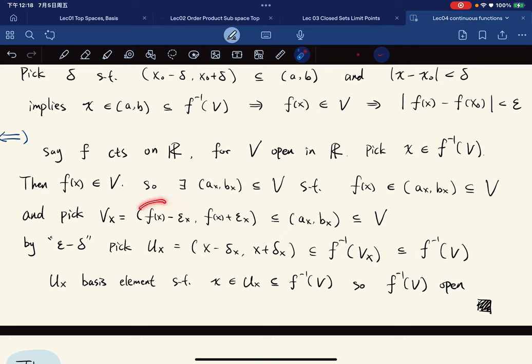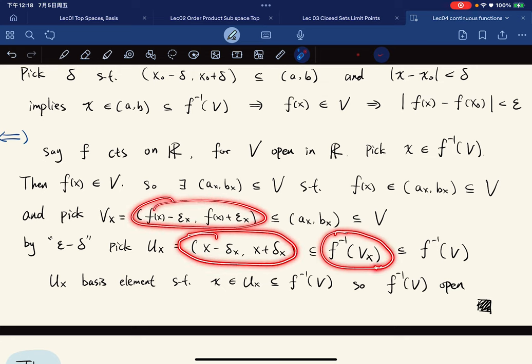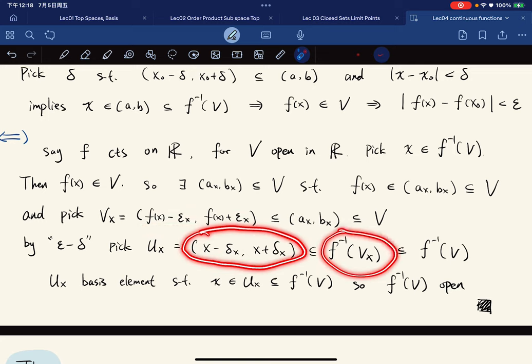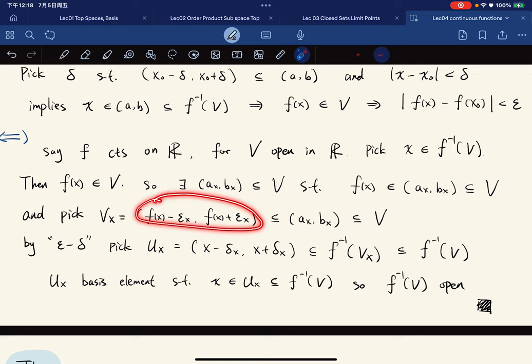Now, from here, by epsilon-delta, we can pick a U_x such that it is contained in the inverse image of V_x. This is by epsilon-delta. This is our epsilon, so there exists delta such that all of this is in the inverse image of V_x. This is by the continuity definition in epsilon-delta.